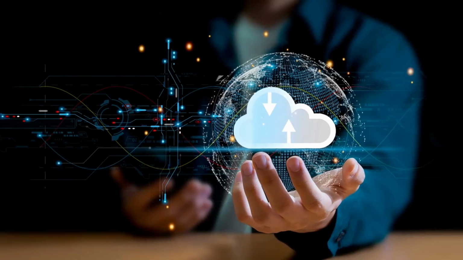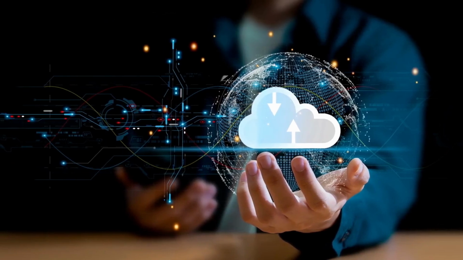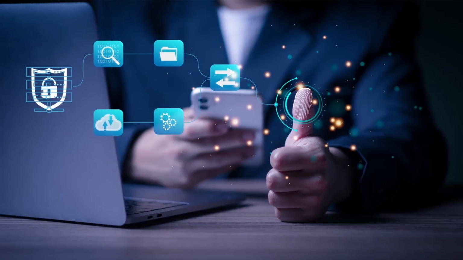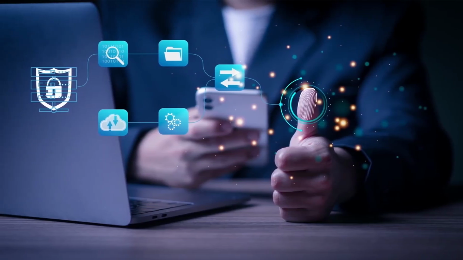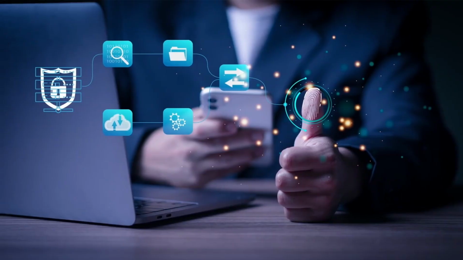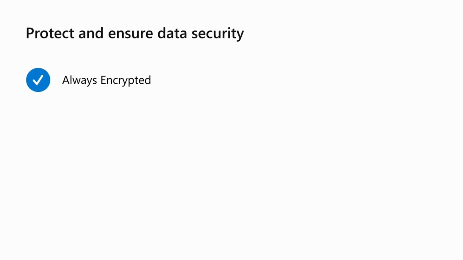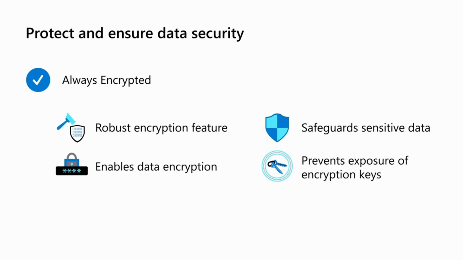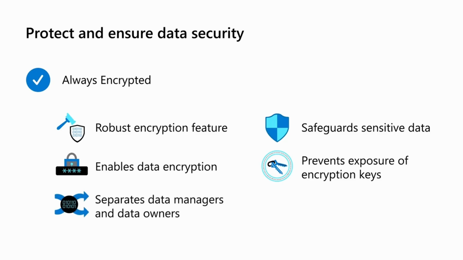With the vast adoption of cloud-based databases today, protecting data stored in your Azure SQL Database, Azure SQL Managed Instance, or SQL Server, and ensuring it remains secure and confidential has never been more critical. Always Encrypted is a robust encryption feature designed to safeguard sensitive data, such as identification and credit card numbers, and other personal information. It enables data encryption within your applications, prevents the exposure of encryption keys to the database engine, and effectively separates data managers and owners.